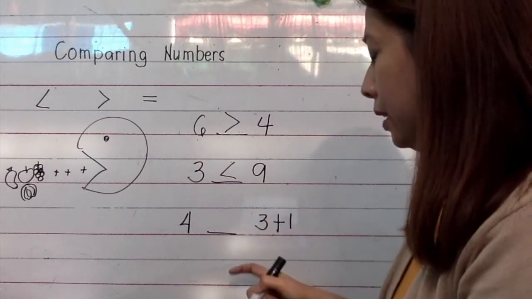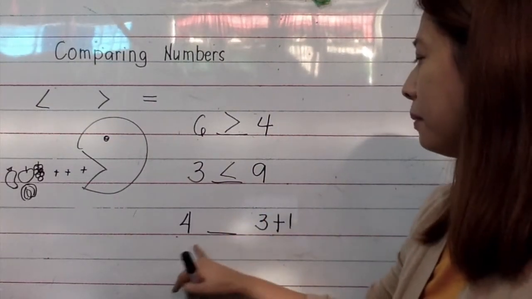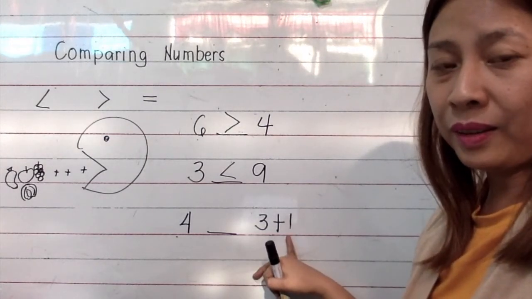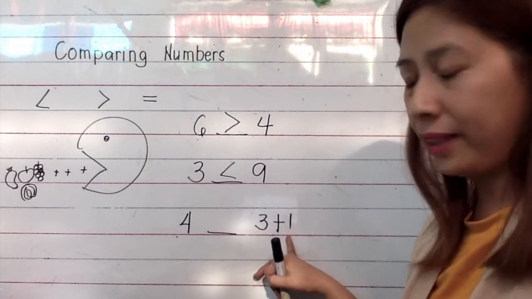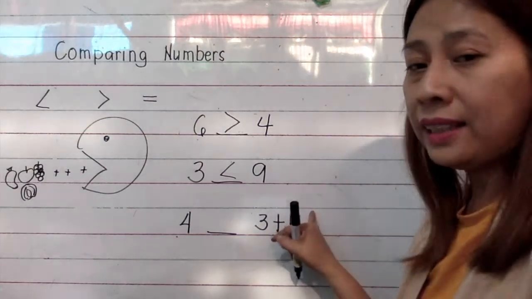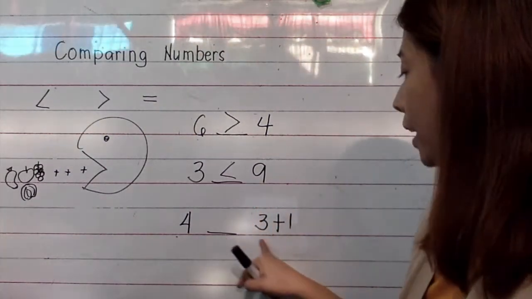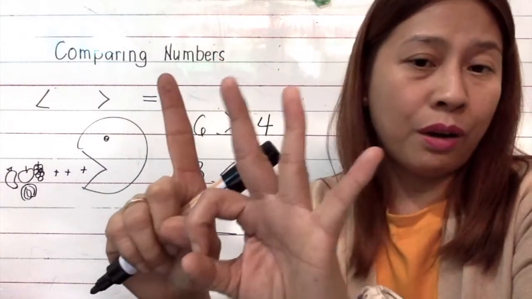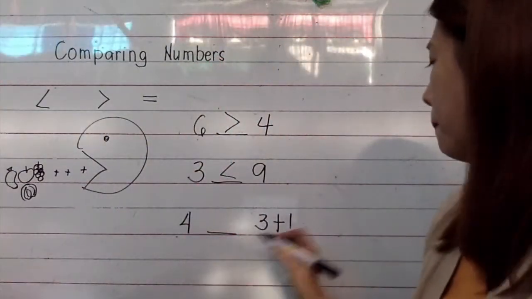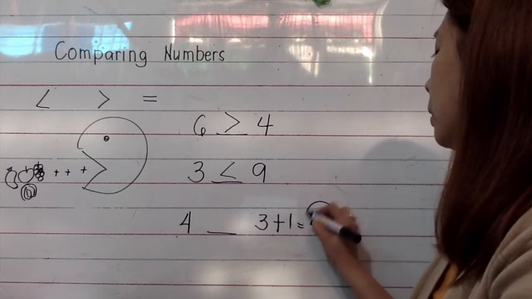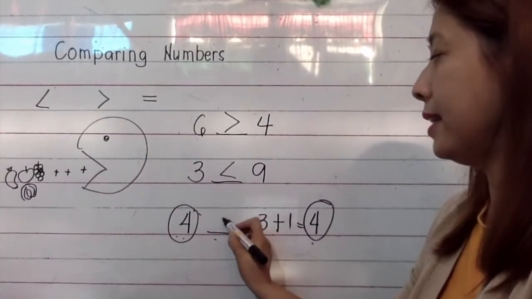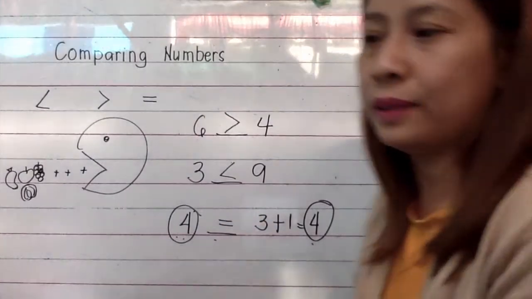How about 4 blank 3 plus 1? How are we going to answer this one? Okay, let's answer the other side first. It's 3 plus 1. So, 3 plus 1 is 4. So, 4 and 4 are equal.